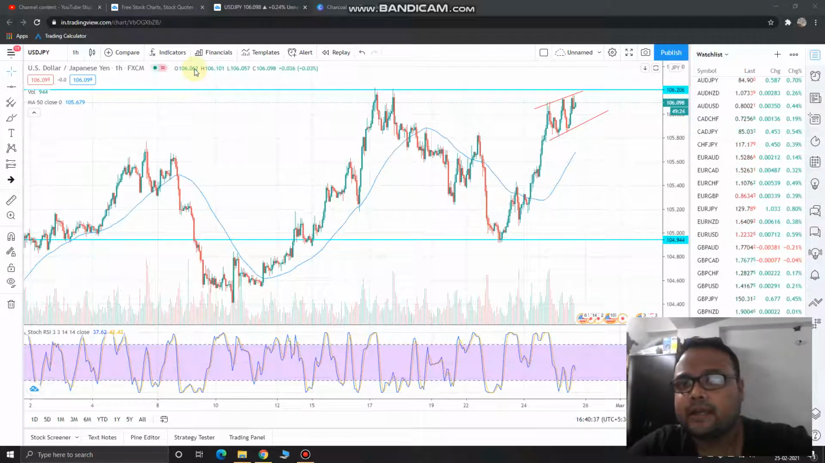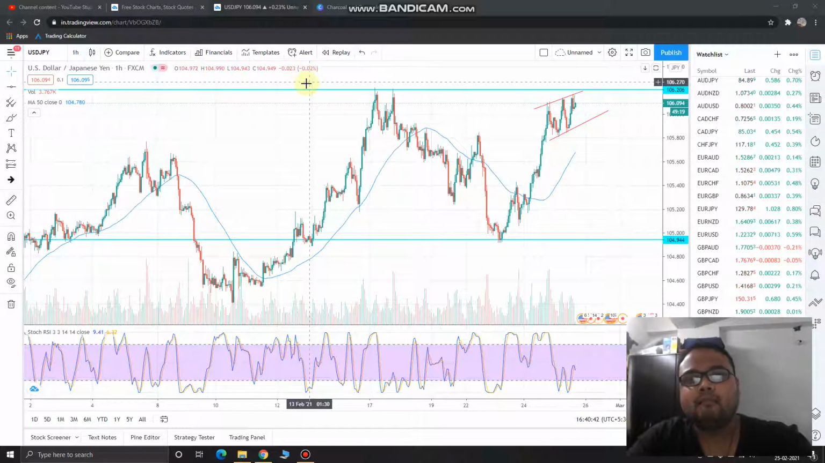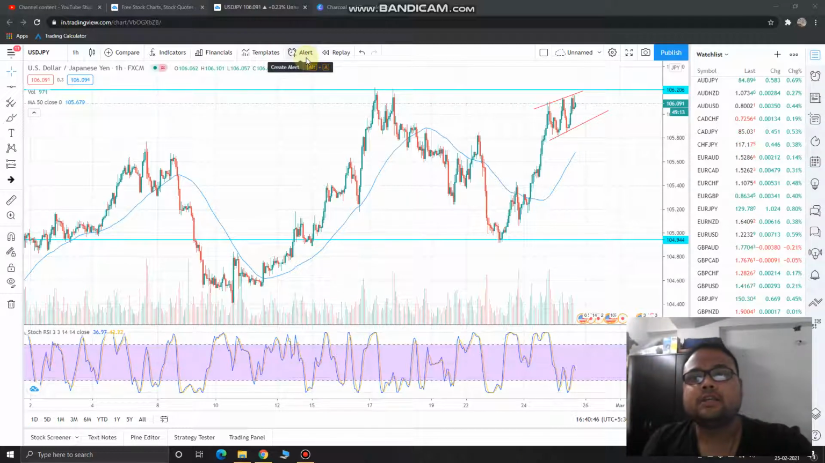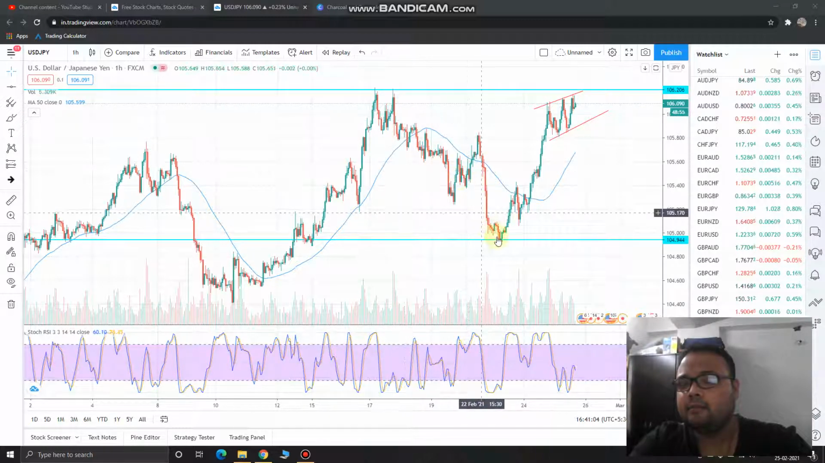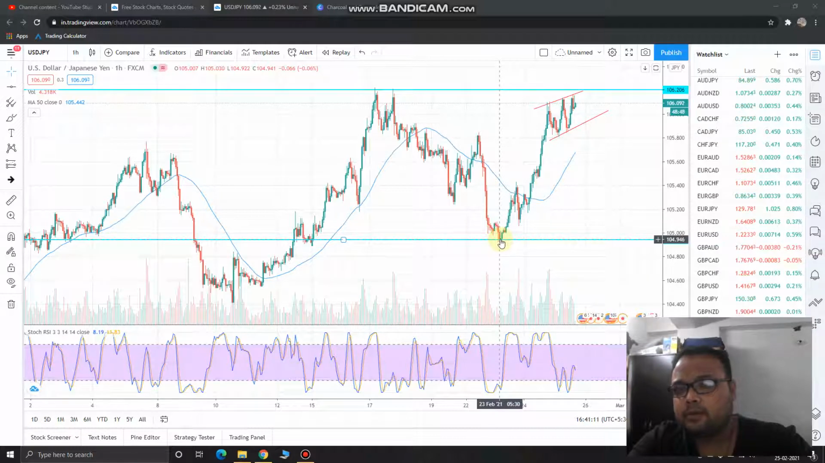Right now we can see that it's trading at 106.09, and I have marked two important levels. On the upside I have 106.20, and on the lower side I have 104.95. We can see the market tried to cross this level but failed again. It came down to the 104.9 levels, but from there the market took support and bounced.